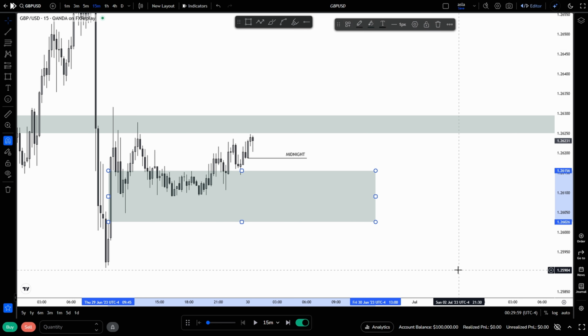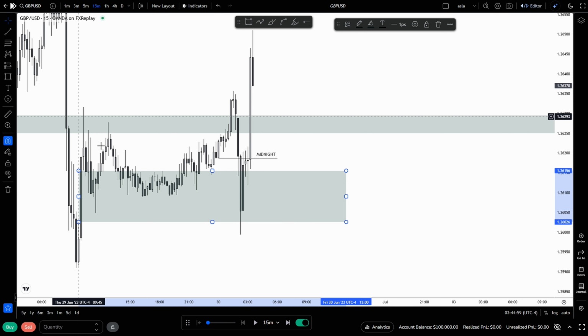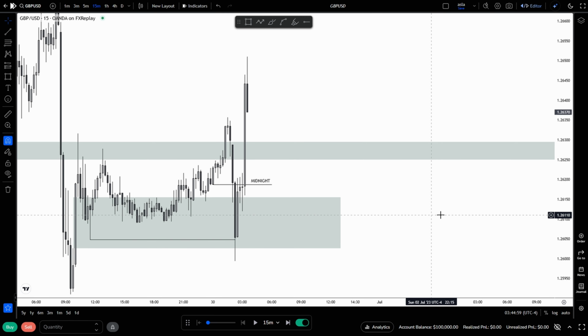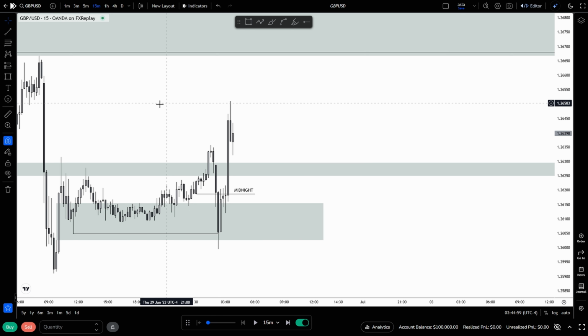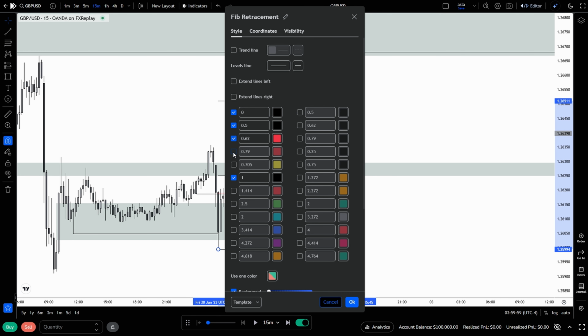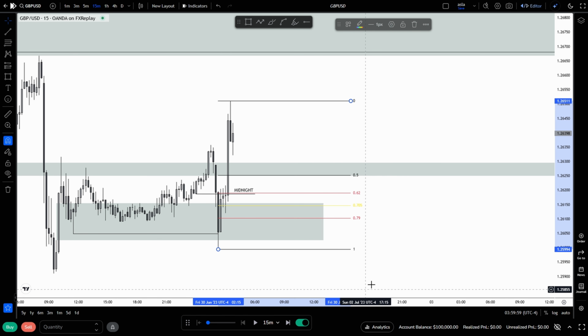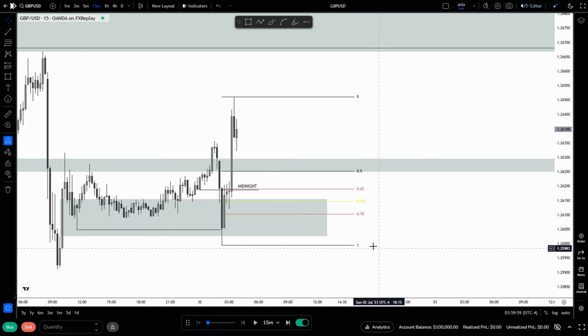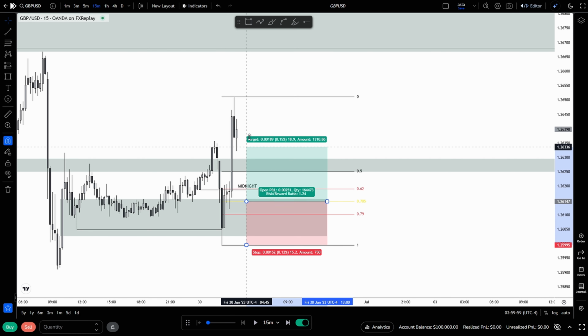Now this move creates a new internal range, meaning we now have a fresh premium and discount structure on the lower time frame. So what I do here is mark out that range and also apply an OTE, optimal trade entry. If I'm looking for a setup, I want price to pull back into that OTE zone, and from there, I'm targeting the daily fair value gap above.